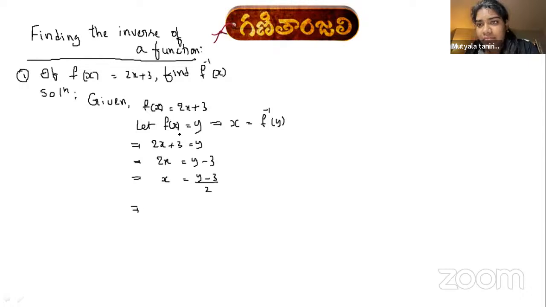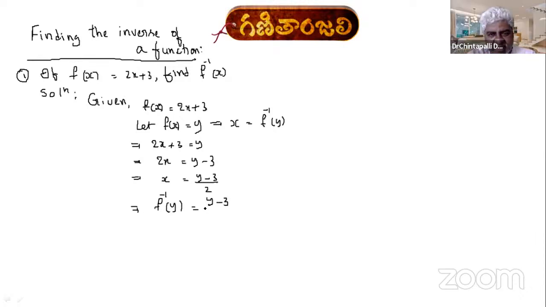If f of x is equal to y, then x is equal to f inverse of y. Got it? So here x is there. This is x. X means what? F inverse of y. So in the place of x, we can write f inverse of y. Write as it is, y minus 3 by 2. So f inverse of y is equal to y minus 3 by 2.